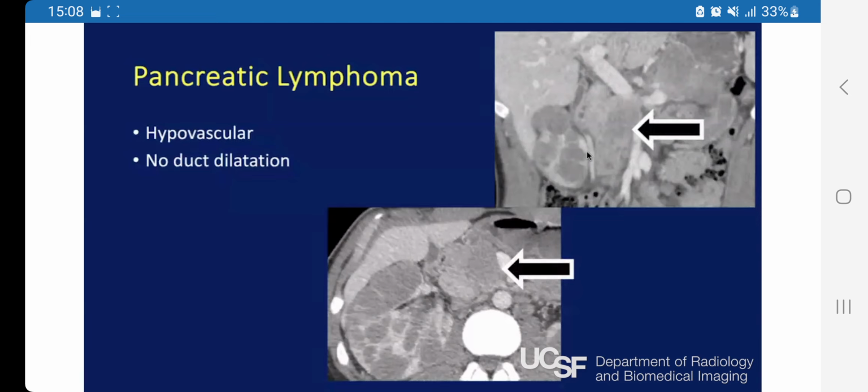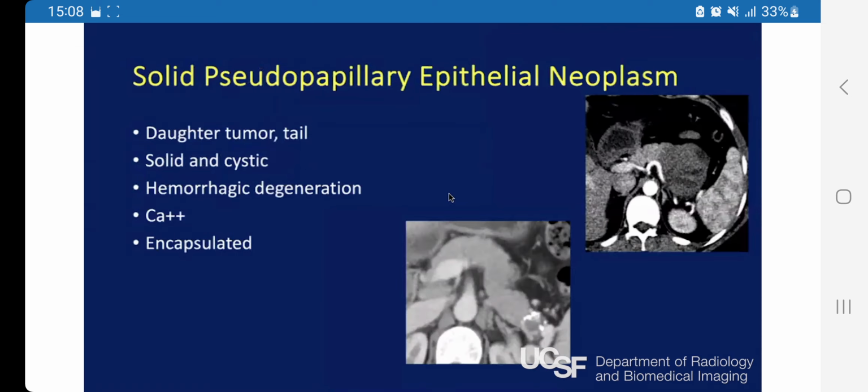So here's the example of the pancreatic lymphoma. As you can see, it's a hypoattenuating ill-defined mass. It can easily mimic PDAC, but there's no ductal dilatation. And we also have renal lymphomatous involvement of the kidney, which shows the extent of lymphoma.